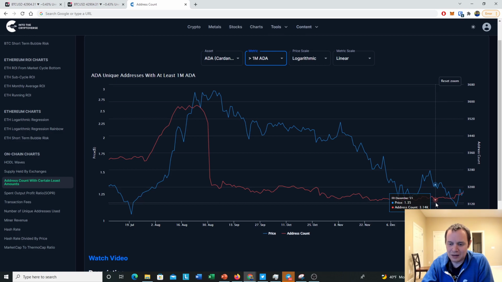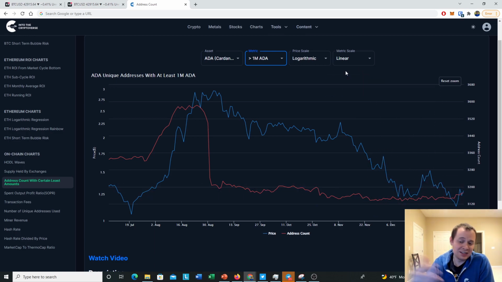From a local bottom of maybe about 3.14 thousand wallets holding 1 million ADA, it's now up to about 3.17 thousand wallets holding at least a million ADA. So it has gone up a little bit over the last few weeks, which is somewhat interesting. Note that could just be noise as well. We've seen slight moves to the upside, but we haven't seen a significant one.